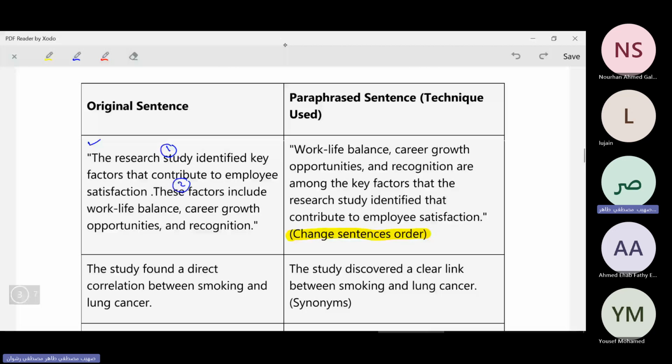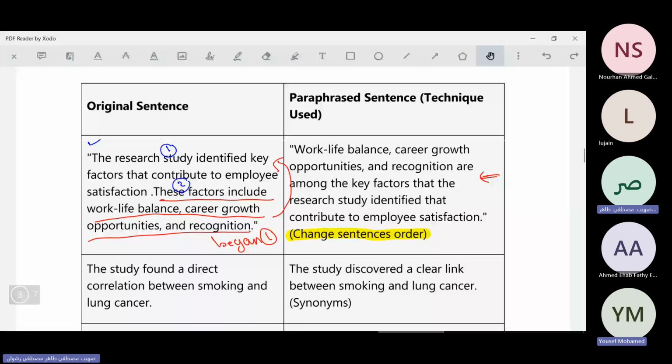The paraphrased sentence reversed the structure by starting with sentence number two, which is work-life balance, career growth, and so on. So we began our text with sentence number two, and then we moved back to sentence number one. Complete reading, Yusuf. Work-life balance, career growth opportunities, and recognition are among the key factors that the research study identified that contribute to employee satisfaction. All right, thank you. So as you see here, we changed the sentence order. This is a separate rule. I applied each rule here separately, okay? Not to be confused. So what we did here is only change the sentence order.